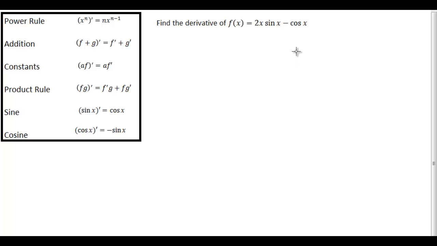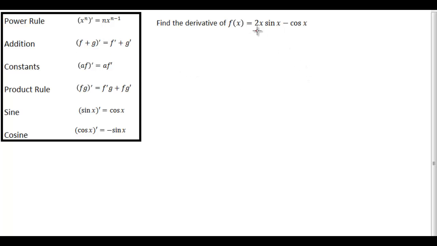We've got two pieces separated by a minus sign. This should cause you, like Pavlov's dog, to salivate, because this means we can divide the problem into two pieces and treat them independently. That's because of our handy-dandy addition rule here. If we've got two functions separated by just a plus sign or minus sign, and we take the derivative, we can split it into two pieces.